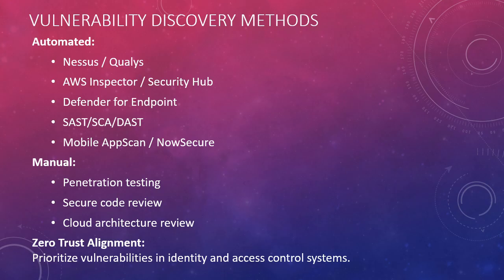For mobile applications, we use specialized tools such as AppScan or NowSecure to test for insecure storage, API misuse, hard-coded credentials, and transport security issues. Manual discovery methods like penetration testing, code review, and cloud architecture assessments allow us to catch logic vulnerabilities, misconfigurations, insecure roles, and IAM weaknesses that automated scans cannot detect. In alignment with Zero Trust, we give highest priority to vulnerabilities in the systems that make access decisions.